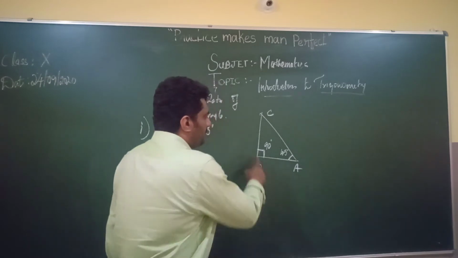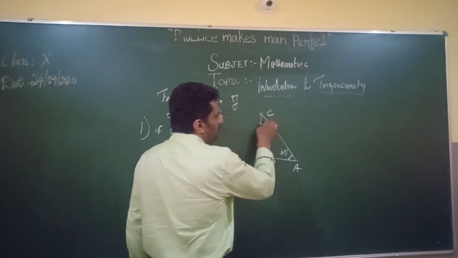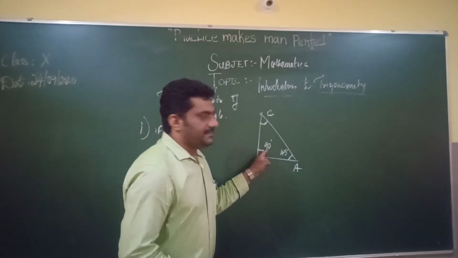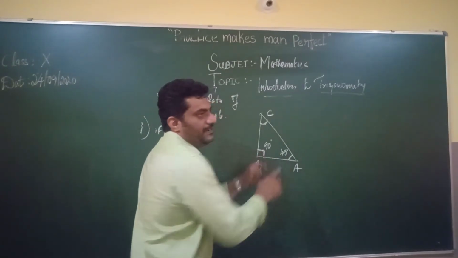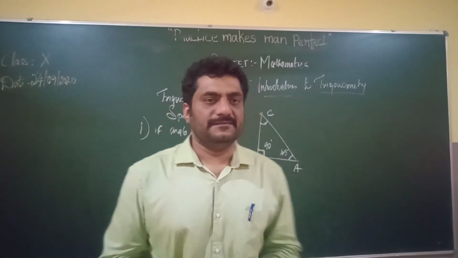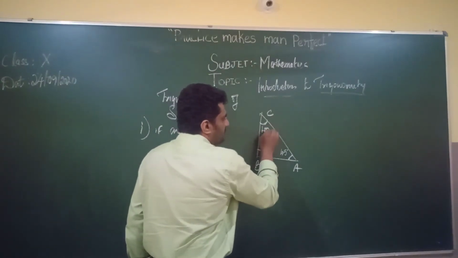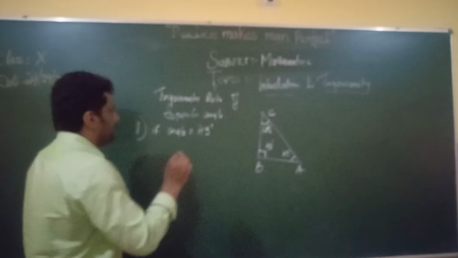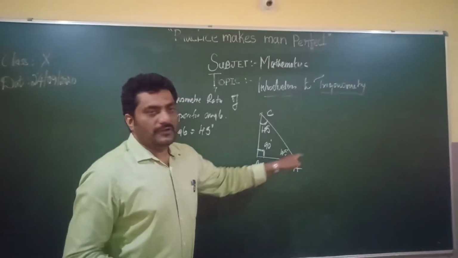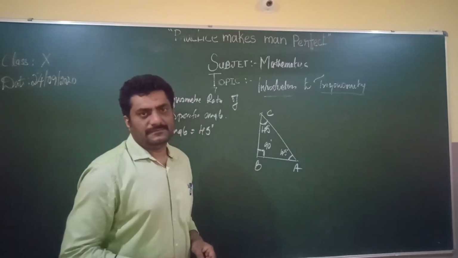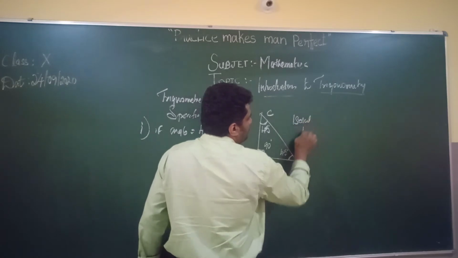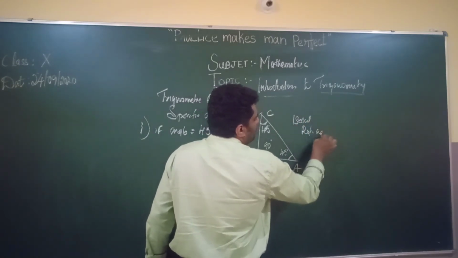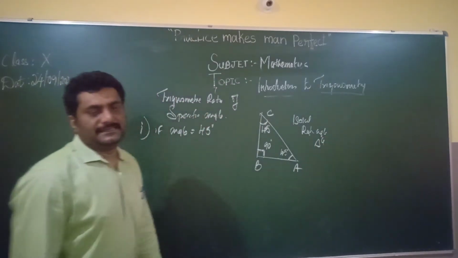If I put 45 degrees here, and we already know this is 90 degrees, how much will this be? 90 plus 45 is 135 degrees. Inside a triangle the sum is always 180 degrees, so this has to be 45 degrees, correct? Now, since we know all these angles, what kind of triangle is this? This is an isosceles right angle triangle.